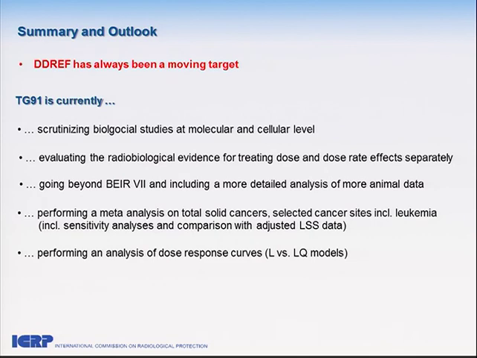TG91. And we are scrutinizing biological studies at a molecular and cellular level. We also would like to go beyond BR7 as far as the animal data is concerned, to look at a broader data set of animals, which is now possible. And we are going to do a meta-analysis of solid cancers, and if possible, we will look also at the leukemia data and analyze the dose response curves, linear versus linear quadratic models, and discuss also further methodological aspects.